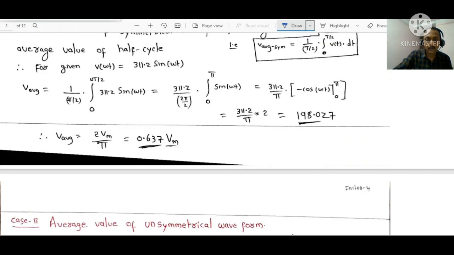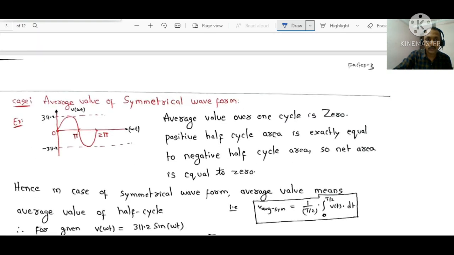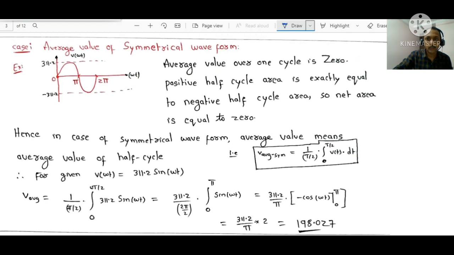Dear students, observe, if I ask for a full sine wave, its average value will be 0. Why? Because the positive area is equal to the negative area. So over one cycle, its value is 0. The average value over one cycle is 0. This is because the positive half cycle area is exactly equal to the negative half cycle area. Because of that, the net area is equal to 0.